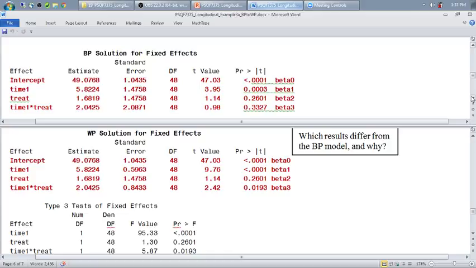We would have more degrees of freedom for the repeated measures if it was more than 2. But we can ignore the degrees of freedom because the interesting thing here that I wanted to point out is what happens to my standard errors? Intercept, same or different? Same. Time effect? Smaller. Treatment effect, same or different? Same.